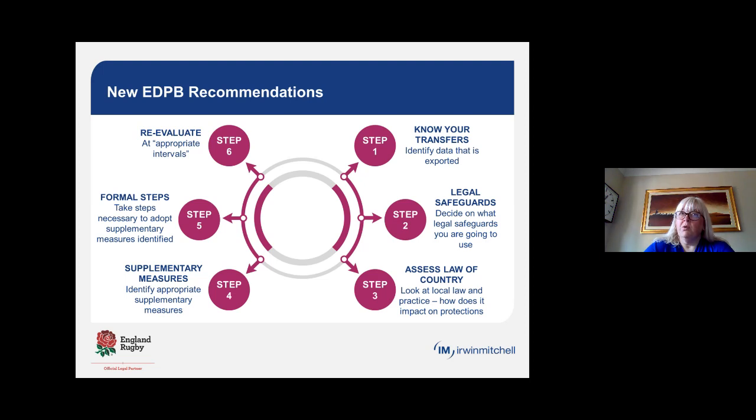If you have got a problematic jurisdiction, as they sometimes call it, then essentially you need to look at whether you need to put in place any supplementary measures. So do you need to put something else in place to compensate for the fact that you've got a problem under the law and practice of the country that you're sending the personal data to? And if you do need to put in place those supplementary measures, and there are some examples in the recommendations, you've got to actually adopt them once you've worked out what they are, and then you need to keep everything under review.